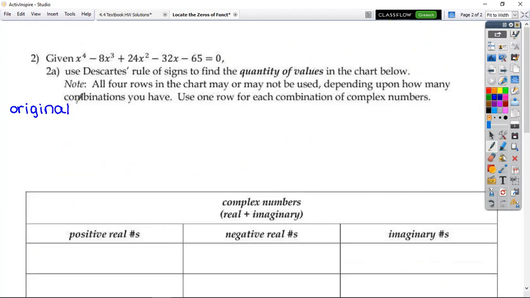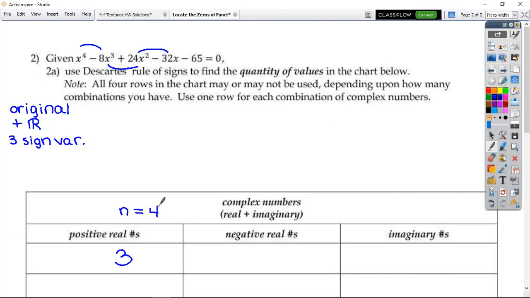So using your original, I am going to go here and do this right up at the top. This is positive reals. How many sign variations? 1, 2, 3. Excellent. So 3 sign variations. So I'm going to go right down to my table and I know 3. What's the degree of this polynomial? Degree 4.